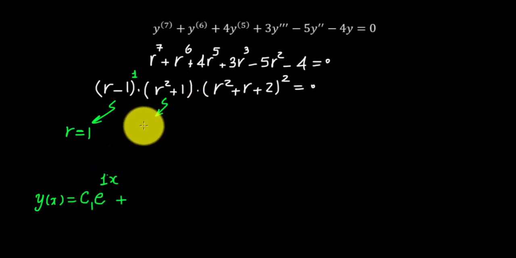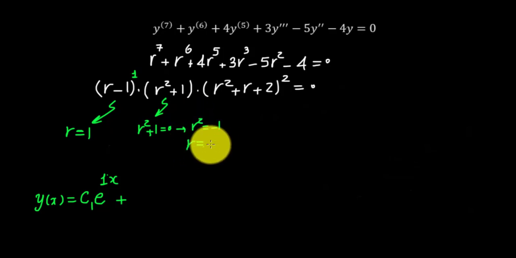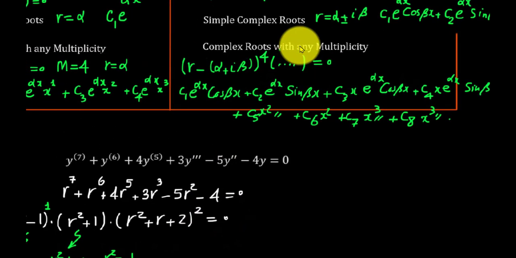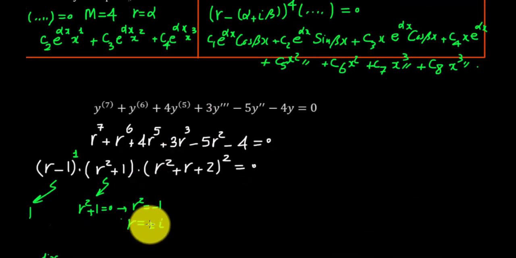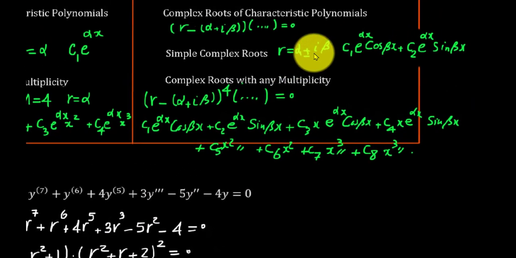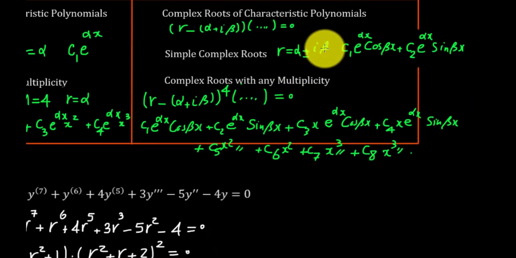The second parenthesis, if we set that equal to 0, r squared plus 1 equals 0, that gives me r squared equals minus 1, or r equals plus or minus i, imaginary number. So if we compare this with this format of alpha plus i beta, it looks like there is no real part. This means alpha is 0 because it is technically 0 plus or minus 1i. So that means alpha is 0 and beta is 1.